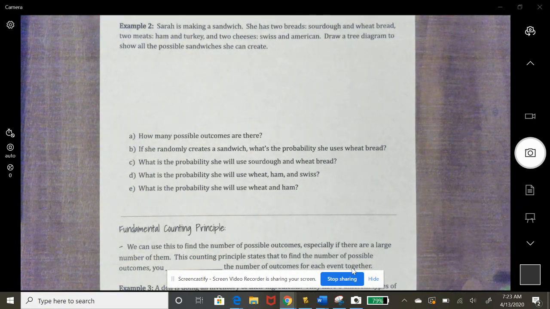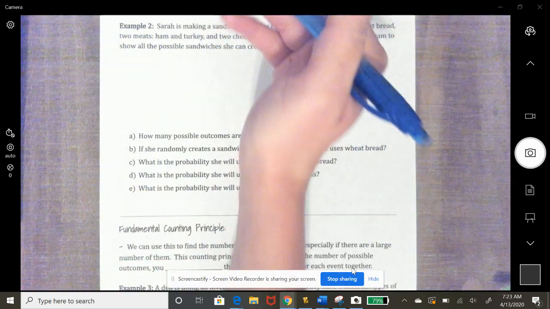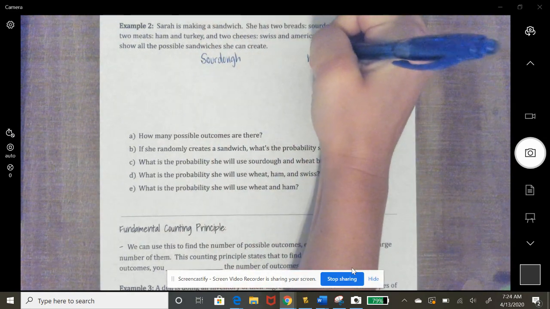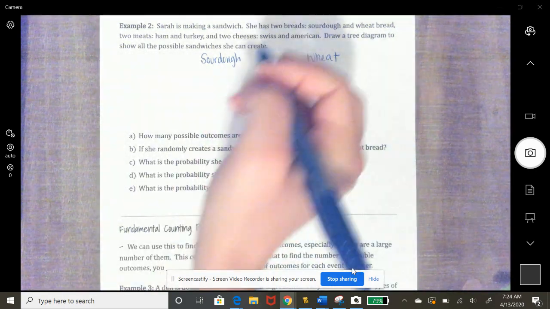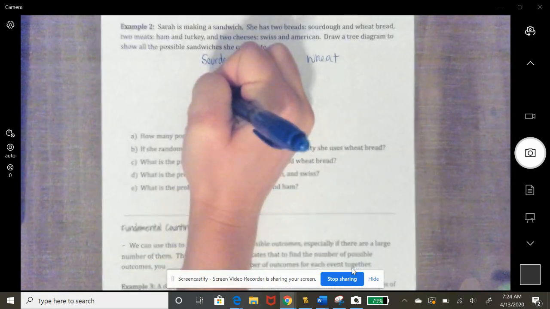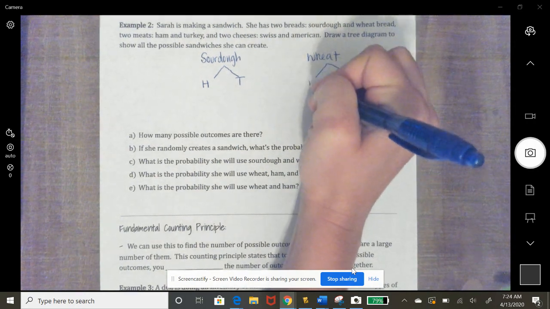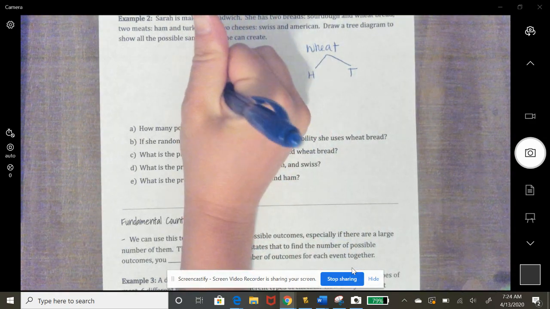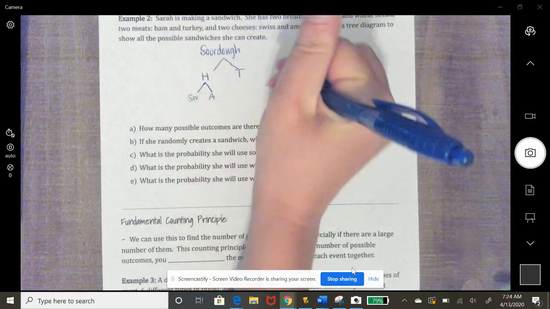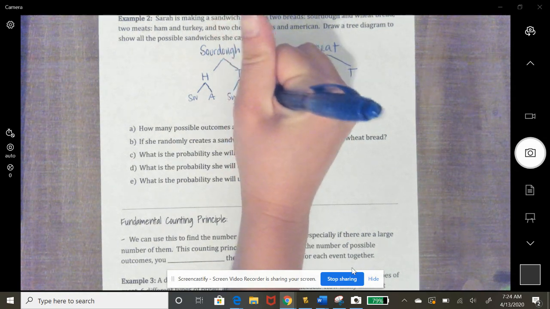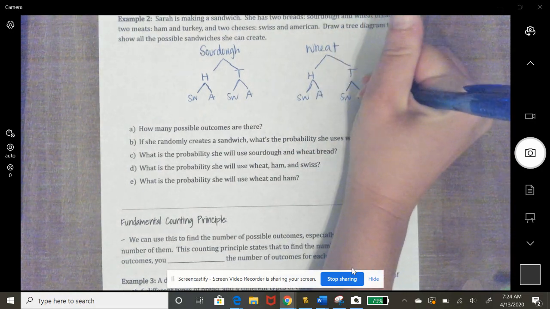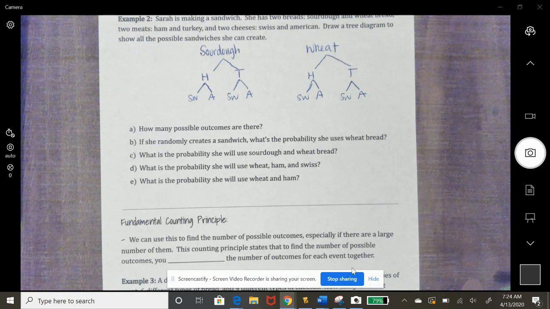So Sarah's making a sandwich. She has 2 breads, sourdough and wheat bread. So I'm going to separate those. Okay, and then she has 2 meat options. So we're going to branch off and do ham and turkey. And then 2 cheese options, Swiss and American. So we need to branch off of everything. Okay, so draw a tree diagram to show all the possible sandwiches she can create.